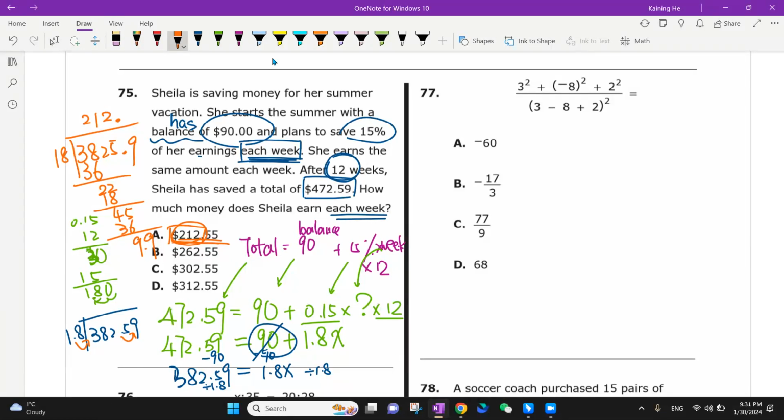The most important thing right here is actually setting up the equation. According to the English sentence, she is saving up for the balance with 15% of each week, and there's 12 weeks just passed. So that's how we set up this equation and solve for it.